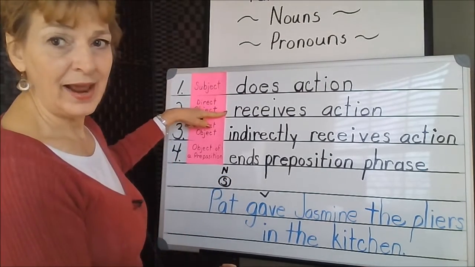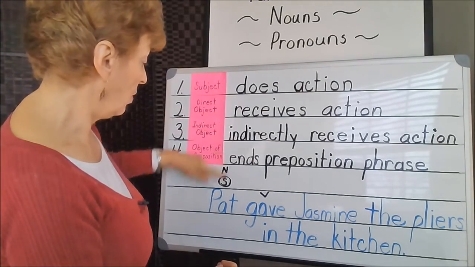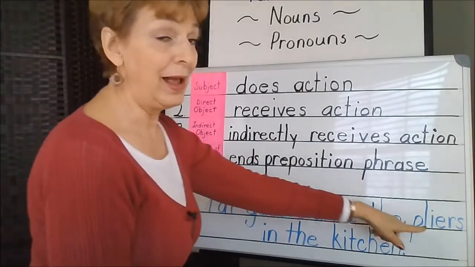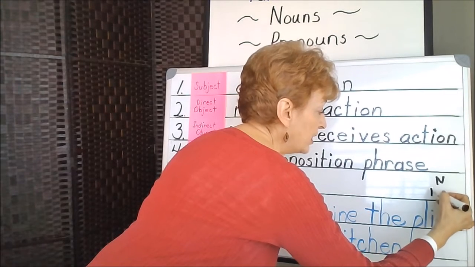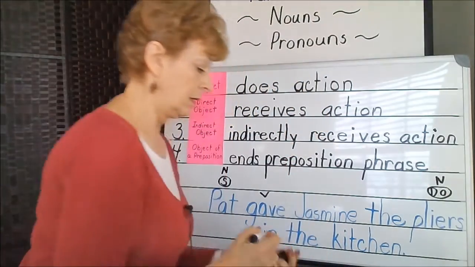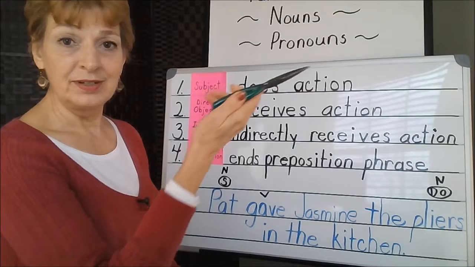Who received that action? Who or what received the action? What did Pat give? Well, he gave the pliers. So pliers is a noun that's functioning as a direct object. Pat gave the pliers.